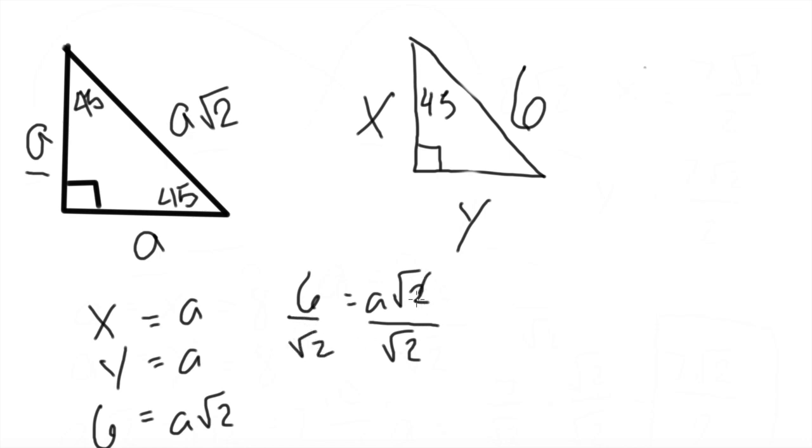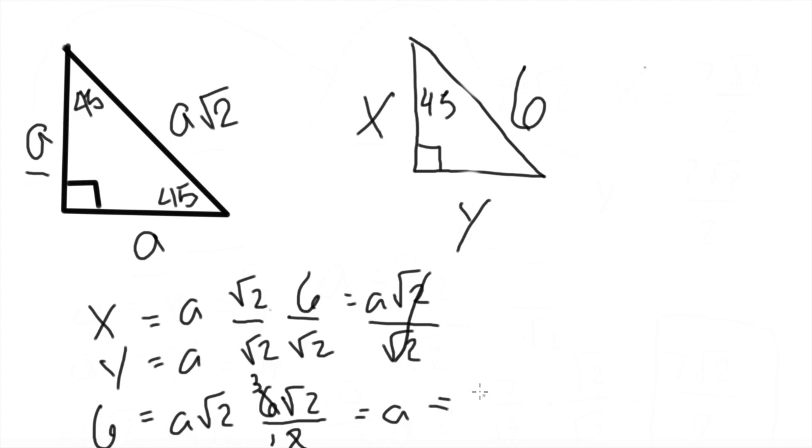They're going to cancel out over here, and we're going to have to rationalize this 6 over the square root of 2. So we're going to multiply the top and the bottom by root 2, and on top you're going to get 6 root 2 over 2 is equal to a. Now we can reduce this. 2 goes both into 6 and 2. 2 goes into 6 3 times, and 2 goes into 2 once. So your final answer is going to be a is equal to 3 root 2, which means that x is also equal to 3 root 2, and y is equal to 3 root 2.